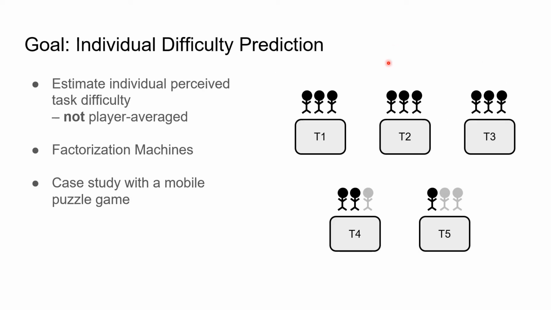The goal of this paper is to do individual difficulty prediction. So imagine we have a group of users or players, and they have to complete certain tasks. But not all the users have encountered all the tasks yet. So what we want to do is to estimate how will they specifically find this task instead of just using the historical average of the other users. For this purpose, we use factorization machines, and we validate our approach using a case study from a mobile puzzle game.